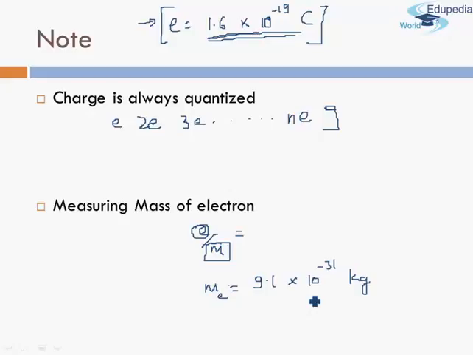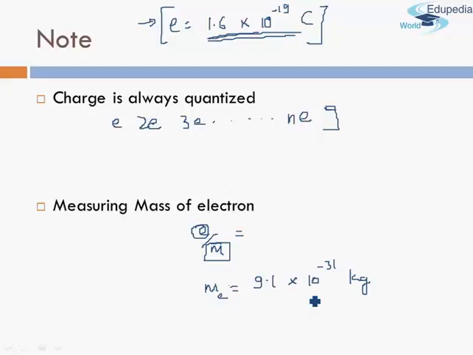He actually approximated that mass of an electron was 1 by 1000th of mass of a hydrogen atom. So that was approximately true. We'll see the exact value later on. It is actually more nearer to 1 by 2000th mass of a hydrogen atom. It is actually 1 by 1840 of the mass of a hydrogen atom approximately.